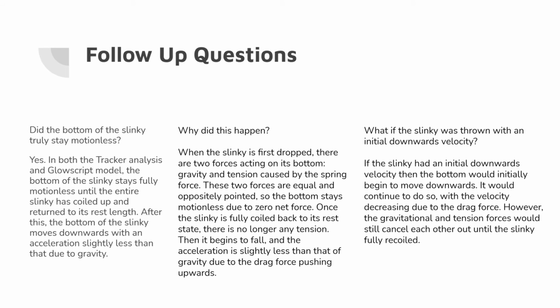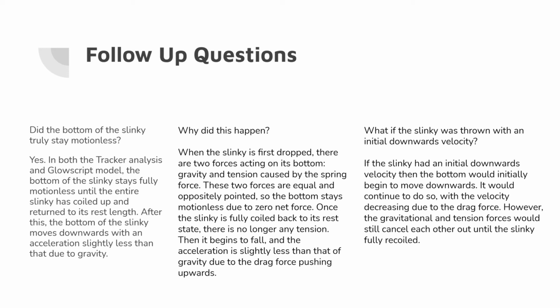Firstly, did the bottom of the slinky truly stay motionless? Yes, we can see in both the Tracker analysis and GlowScript model that the bottom of the slinky stays fully motionless until the slinky has coiled up. Once this happens, the bottom of the slinky begins to move downwards with an acceleration that's slightly less than that due to gravity. So why did this happen?